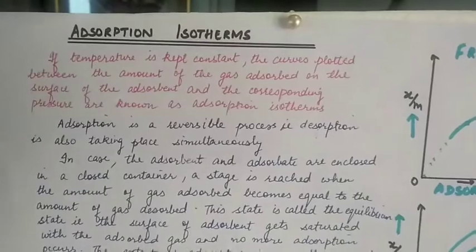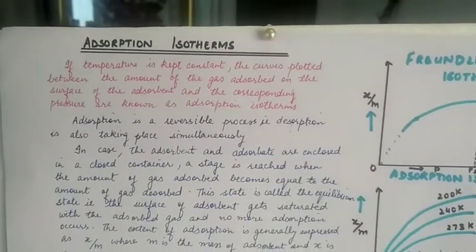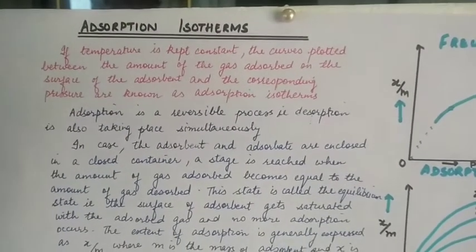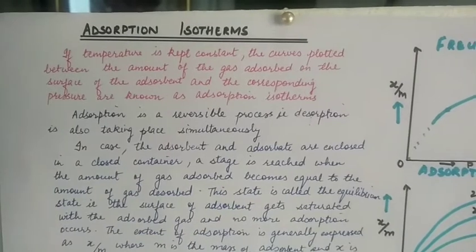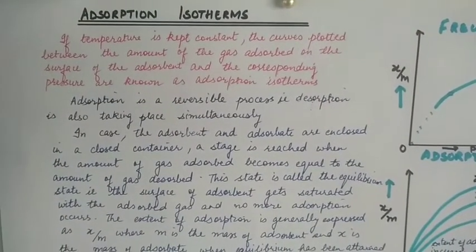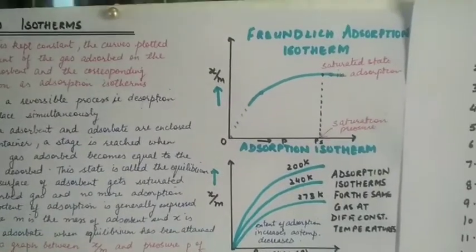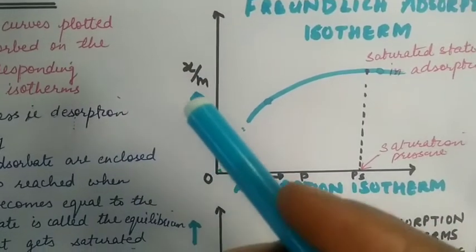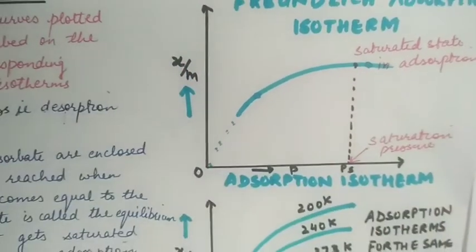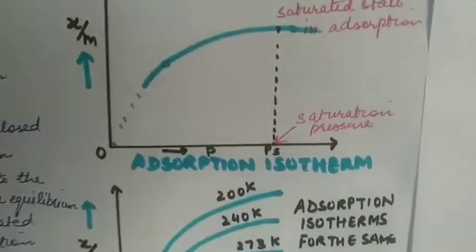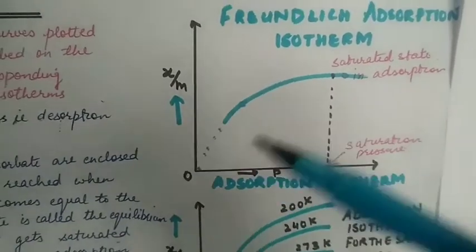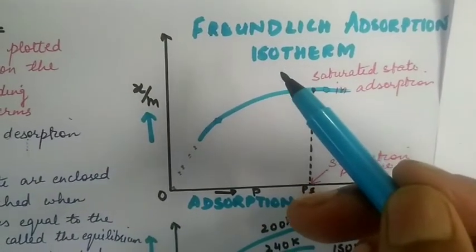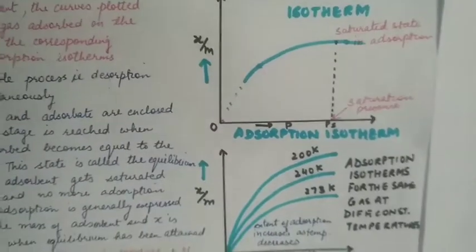The topic that we take today is adsorption isotherms. If temperature is kept constant, the curves plotted between the amount of gas adsorbed on the surface of the adsorbent and the corresponding pressure are known as adsorption isotherms. The x by m is the amount of gas adsorbed. Here m is the mass of adsorbent and x is the mass of adsorbate. And this is plotted against pressure at a constant temperature. So the graph will be called isotherm. Iso means same and therm means temperature.